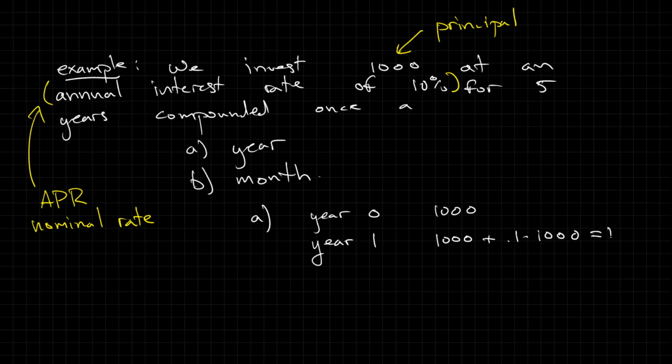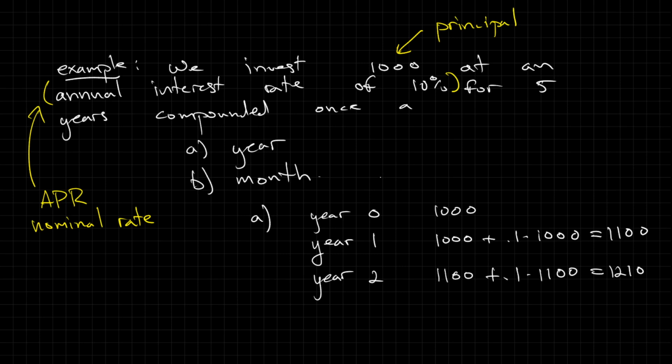So you'll have 1,100, and then in year two, you'll have 1,100 plus 10% times 1,100. So they're going to give you some more money, and you'll get 1,210. So that's exactly the same as what we talked about in the introduction. What does it mean now that if the bank compounds your money once a month?